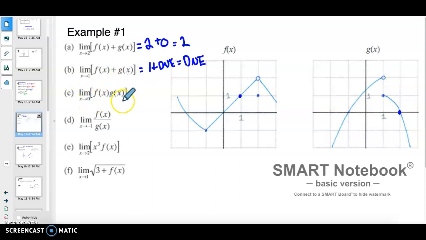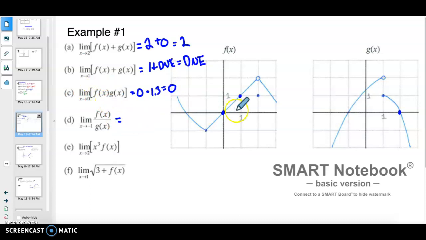As x approaches 0 for f of x, our y value is also 0. So we've got 0 multiplied by the limit as x approaches 0 for g of x. That is going to be some decimal, I'm just going to call it 1.3, but 0 times anything is going to equal 0. So that limit is 0.